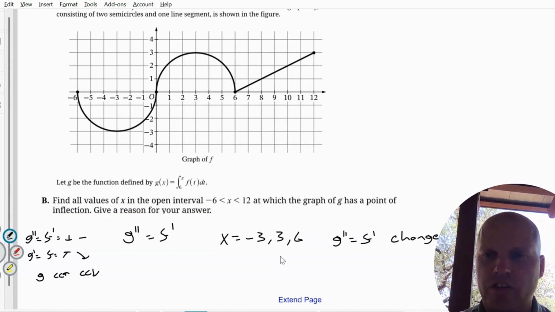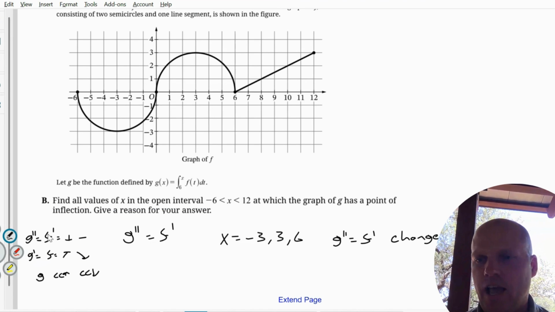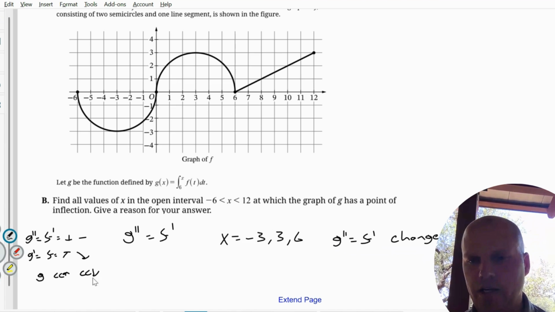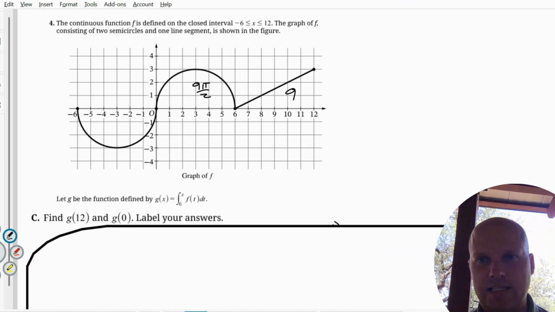Part B. Where do we have points of inflection? Well, I like to do the second derivative sign analysis. If G prime equals F, G double prime equals F prime. That's important to write down somewhere. And as G double prime changes sign, F is going to change directions, and G is going to change concavity. That's when we're going to have a point of inflection. When does F change direction? At x equals -3, 3, and 6. I don't like to say when F changes direction, so I say that's when G double prime, which equals F prime, changes sign. Great. Easy, easy, easy.